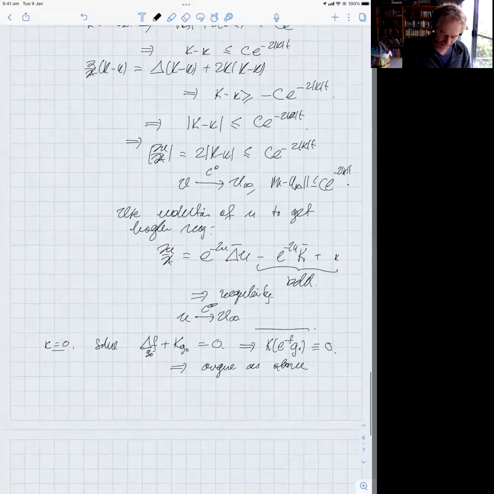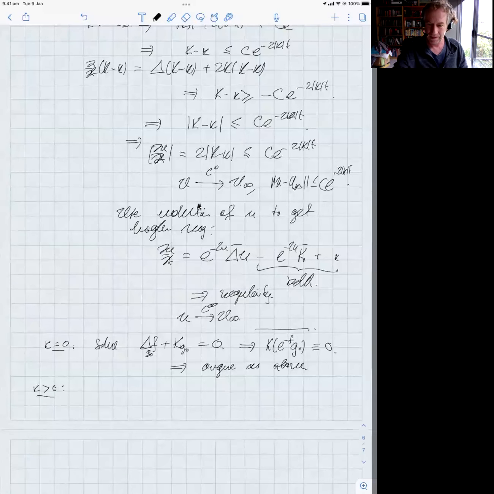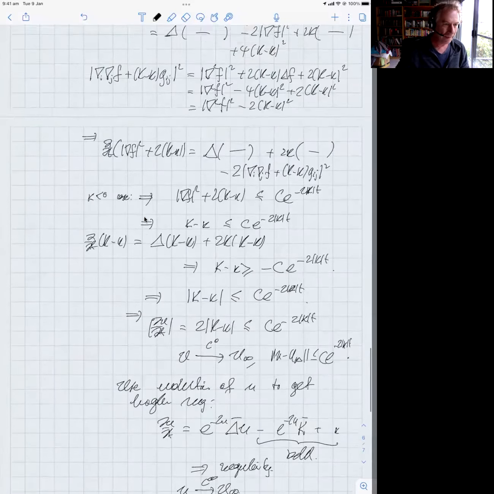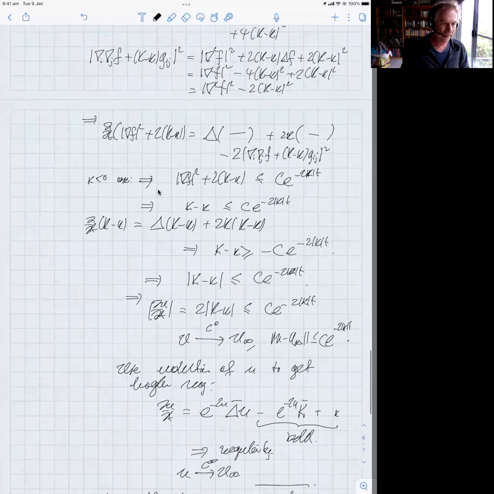What can we say here in the case kappa positive? Not so much at this stage. Okay, so let me just point out what we can get. I do get the same estimate, right? So I get the Laplace. Yeah, I get this exponential bound on gradient f squared plus 2k minus kappa. Okay, except that here, instead of a -2 absolute value kappa, I'll get a +2 kappa. Right, so I'll get an exponentially growing bound on the Gauss curvature.